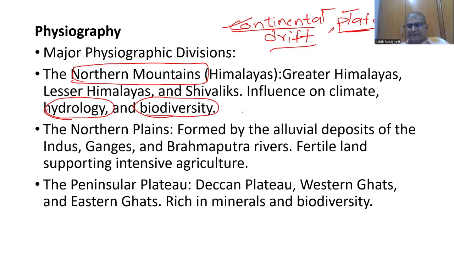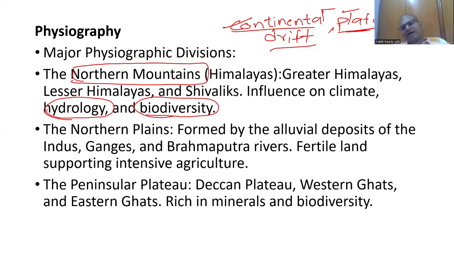They act as a blanket. Similarly, they also help in the formation of the monsoons, and they will not allow the monsoon winds to pass through India, so India gets the majority of its rainfall. So it has a huge impact on the climate of India. And of course, the Ganga, Brahmaputra, and Indus rivers originate from Himalayan glaciers.